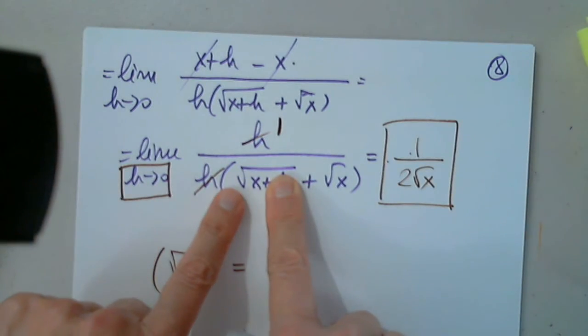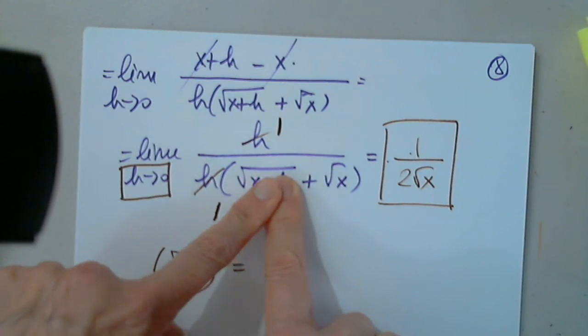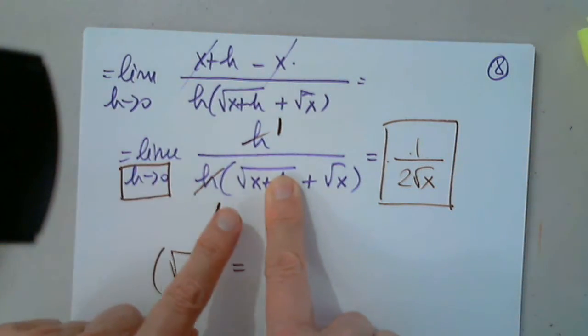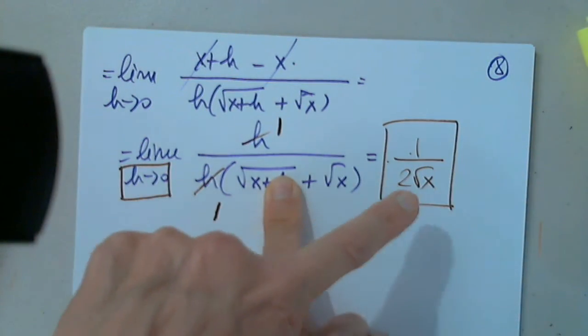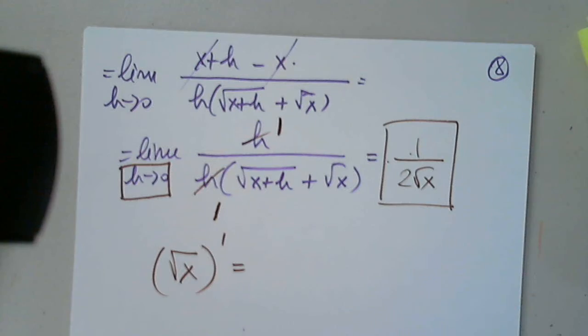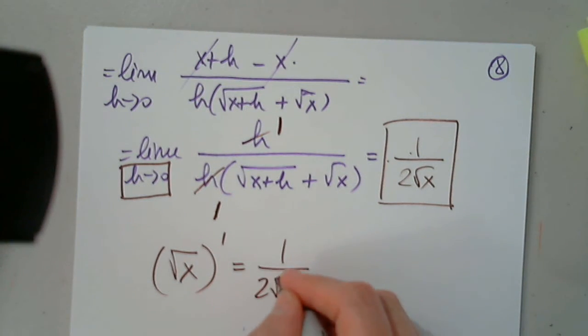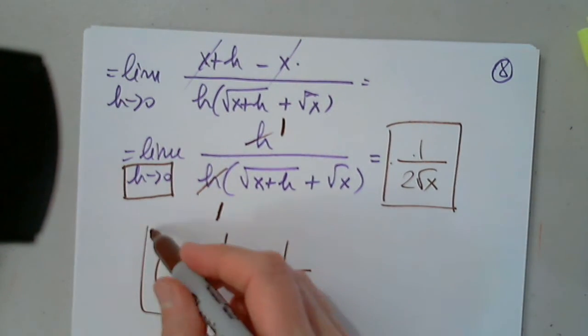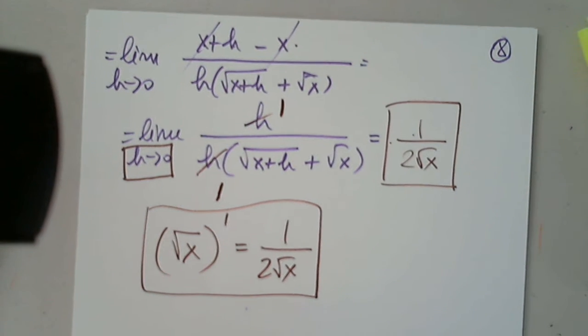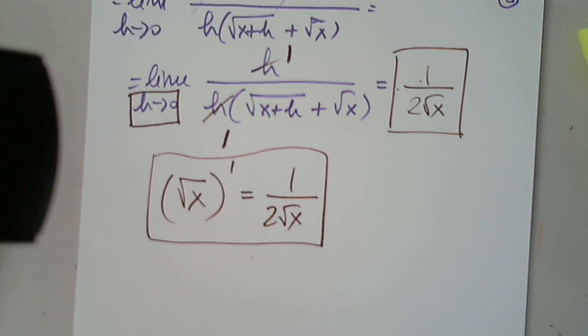And then we have the square root of x. You should cover it with your finger, or the pencil or whatever. The square root of x plus the square root of x is 2 the square root of x. So this is 1 over 2 the square root of x. So that's another thing that is carved in stone.